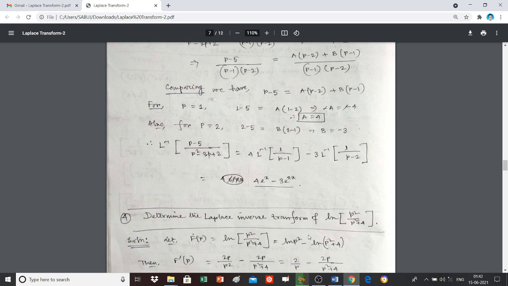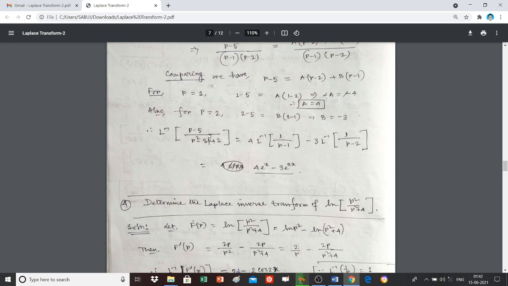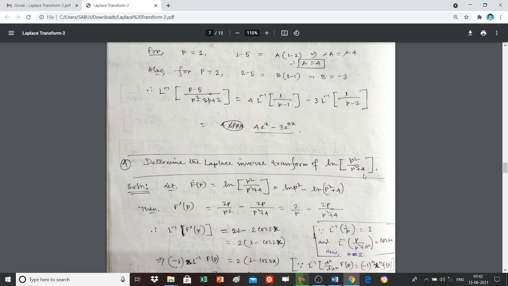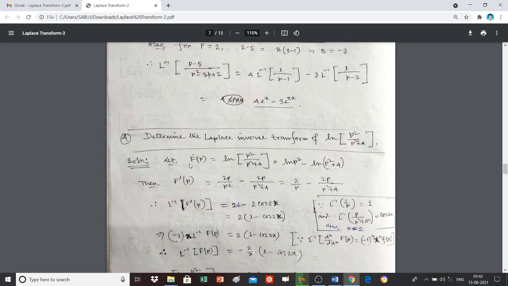So this is the inverse Laplace transform of this function. Now determine the Laplace inverse transform of log((p squared plus p squared)/(p squared plus 4)). Let F(p) equal log((p squared)/(p squared plus 4)), and you can write this as log p squared minus log(p squared plus 4). Then just differentiate this F(p) with respect to p.